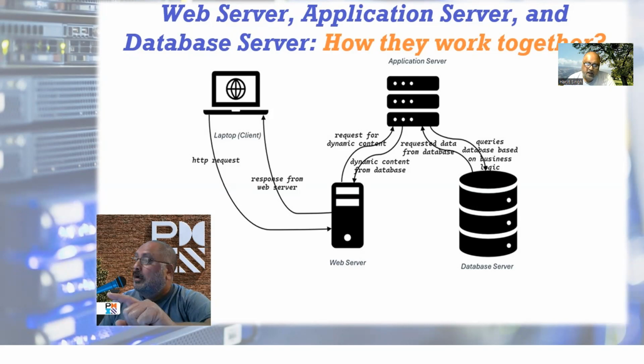Examples of application servers, again in technical language, because that's what the technologies used in the industry are: Apache Tomcat, Microsoft .NET, and Oracle WebLogic. These are some examples of technologies that are used on application servers.